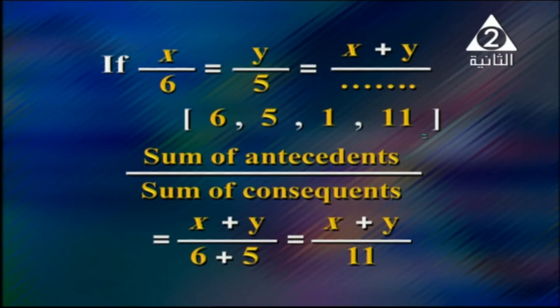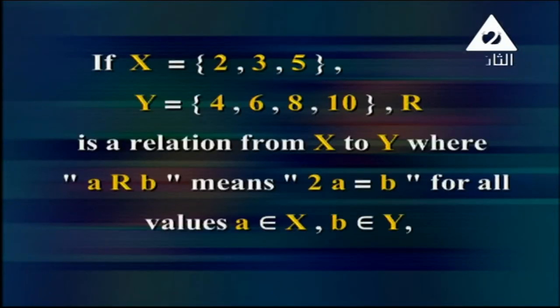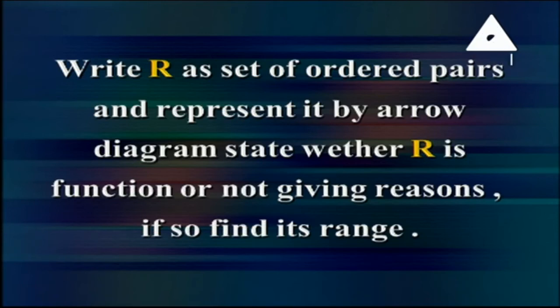Another example. If x equals {2, 3, 5} and y equals {4, 6, 8, 10}, R is a relation from x to y, where A R B means 2A equals B for all values of A belonging to x and B belonging to y. Then write R as a set of ordered pairs and represent it by arrow diagram. State whether R is a function or not, giving reasons, and if so, find its range.